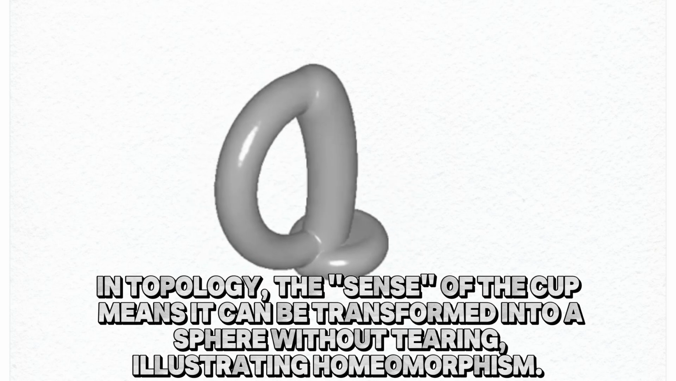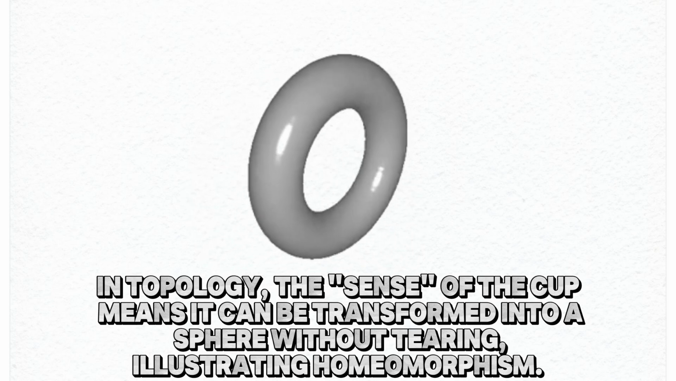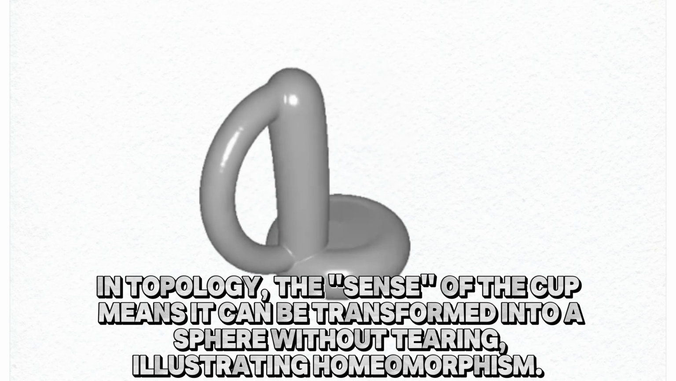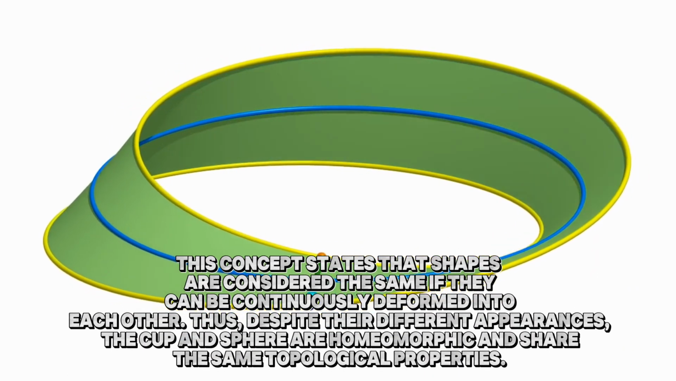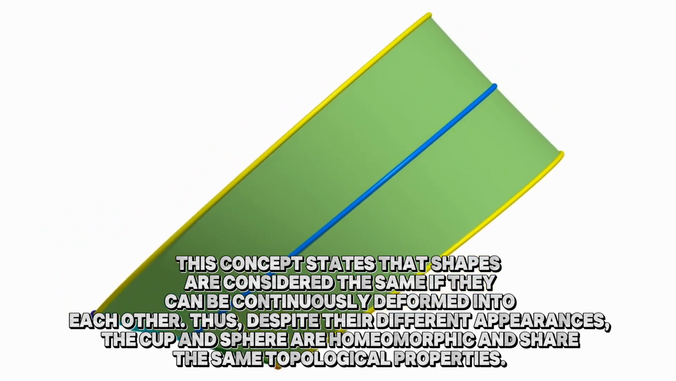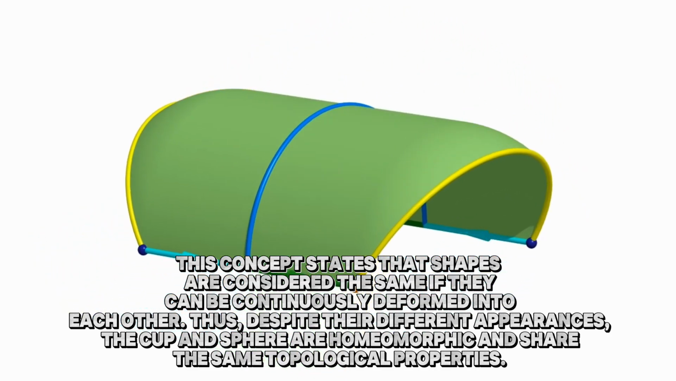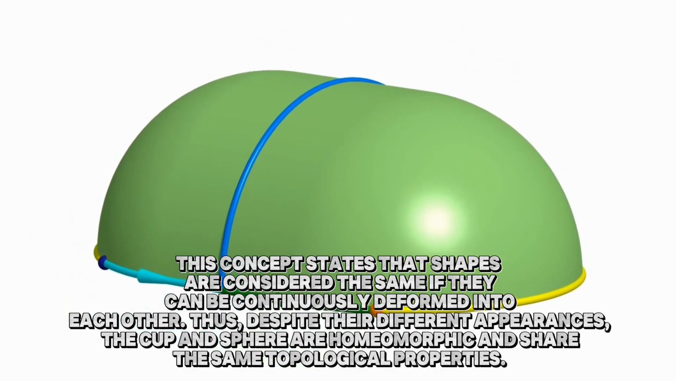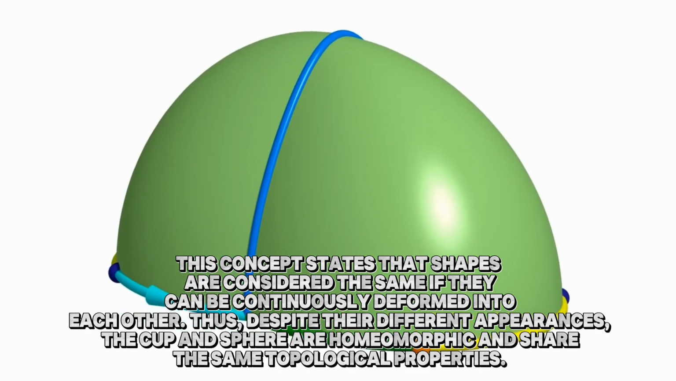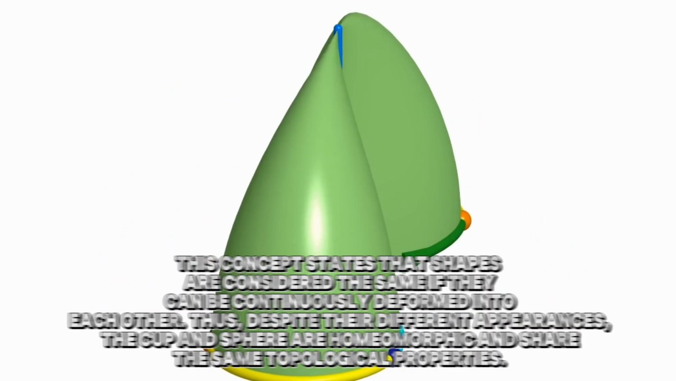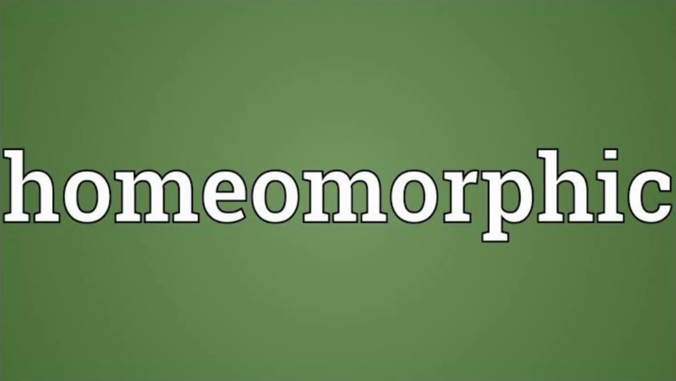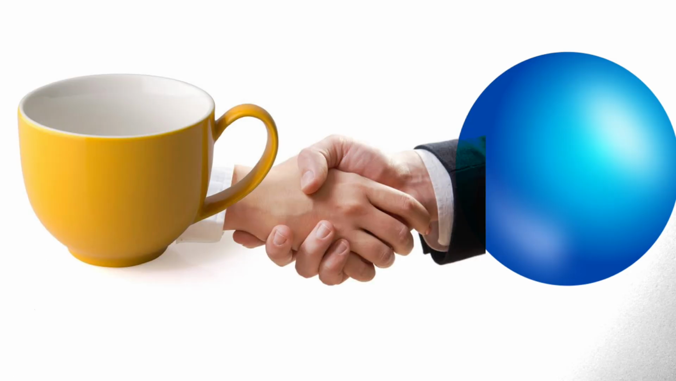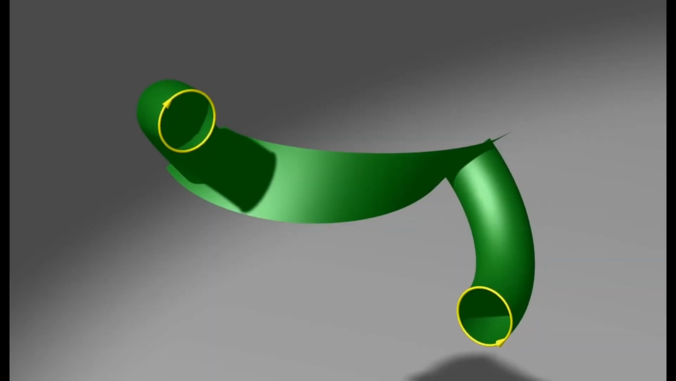In topology, the cup can be transformed into a sphere without tearing, illustrating homeomorphism. This concept states that shapes are considered the same if they can be continuously deformed into each other. Thus, despite their different appearances, the cup and sphere are homeomorphic and share the same topological properties.